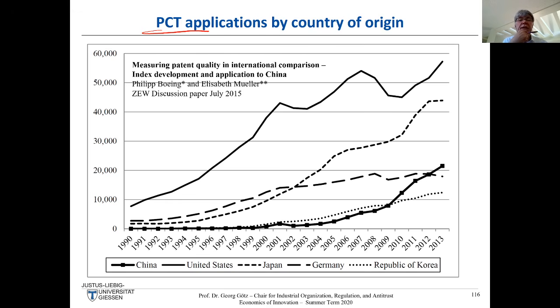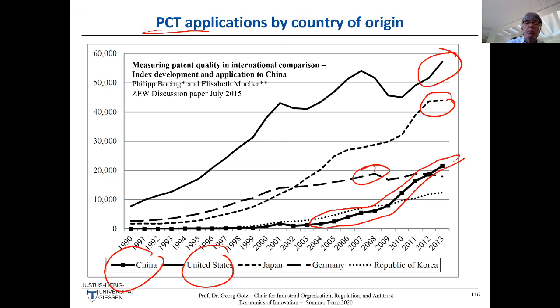And what they looked into was patent applications. PCT stands for Patent Cooperation Treaty. That's somehow like an international patent. And what you see here is how this number of patent applications evolved over time. The top dog, in a sense, is the United States, and then you also have Japan doing a lot and Germany doing a lot. But what you see here is China. This would be China, okay? China really caught up.